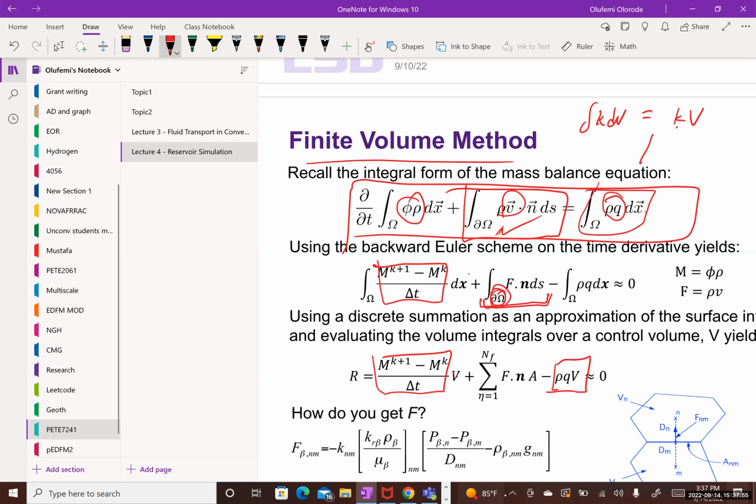So this control volume is bounded by how many faces? 5, right? So you want to integrate over each of these 5 surfaces. All you do is sum the flux coming in across all 5 surfaces. That's what this is. So NF will be 5 for this grid block. Number of faces. Yes.